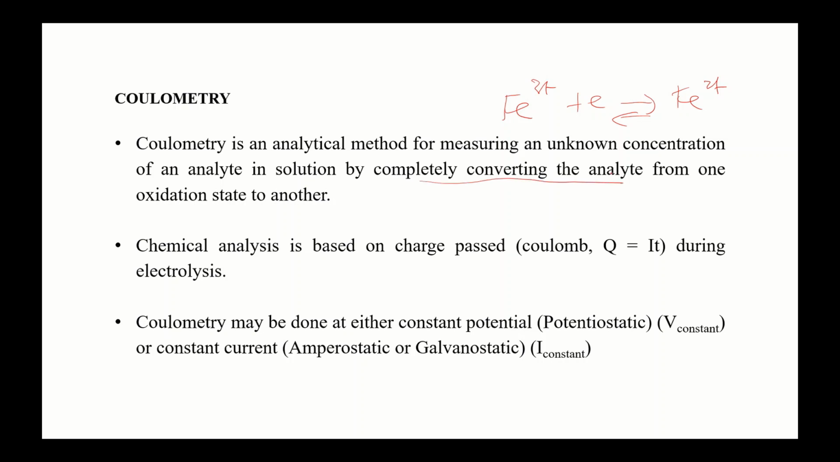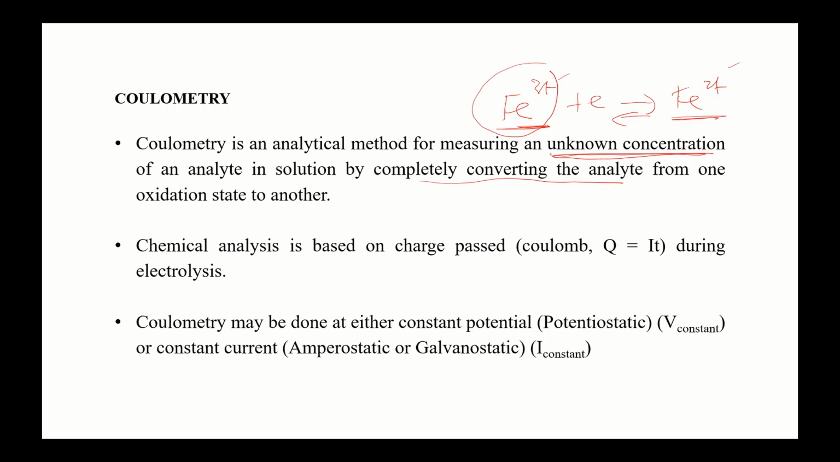So they will completely convert the analyte. For example, this is the analyte, the ionic species in solution. You do not know the concentration of ferrum 3, the unknown concentration. So what coulometry will do is to convert this, for example ferrum 3, ferric, to ferrous, from one oxidation state, 3, to 2, on the working electrode.